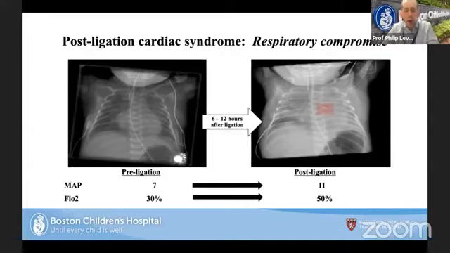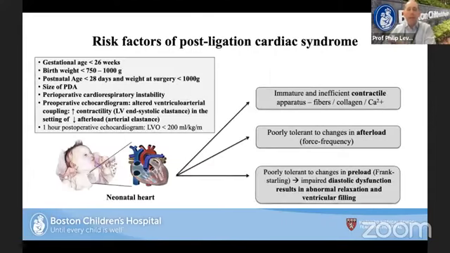And overall, you have more FiO2, worse ventilation, higher mean airway pressure, and you get this entity of post-ligation syndrome. You have an immature contractile system. You're poorly tolerant to changes in loading conditions. And because of that Frank-Starling condition, you have diastolic dysfunction.